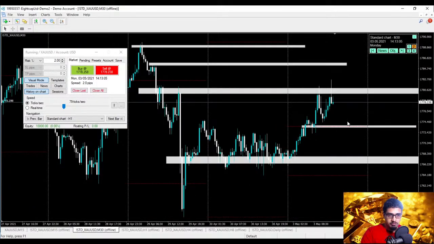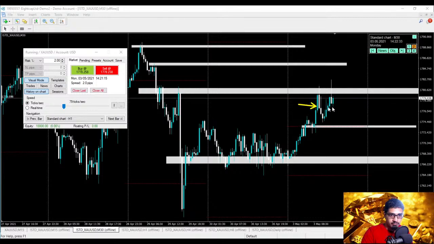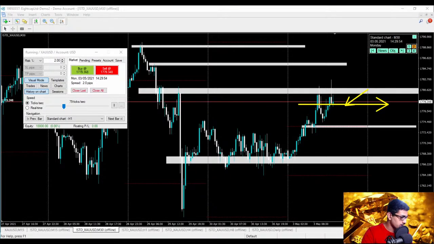So we are getting some rejection. Let's see how it goes. If we create a support here, and then we continue to move down during New York Open or a high volume time, we could look into sells here because we have these clean candles here, but we need this candle to close bullish on the 30-minute time frame.